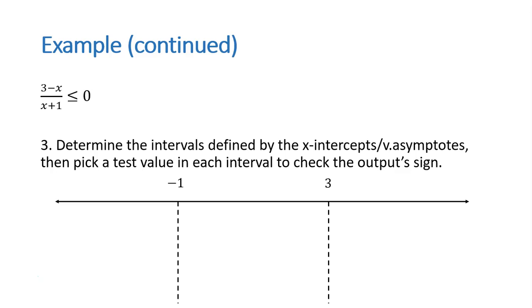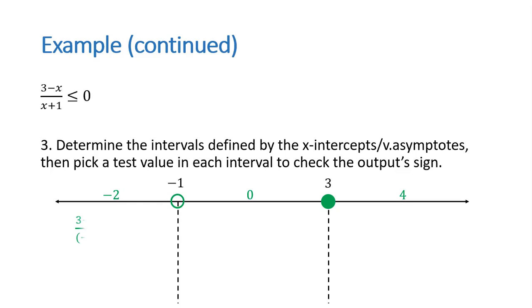So negative 1 was an asymptote, 3 was an intercept. So negative 1 is going to be excluded just because it's an asymptote, but because we had equality as part of our inequality, 3 can be included. It's an intercept. Now we pick our test values. So let's pick negative 2, 0, and 4 and check the signs. So just like before when we simplified things down a little bit, let's do that here. So as opposed to having to come up with the actual outputs, again, all we really care about is the sign.